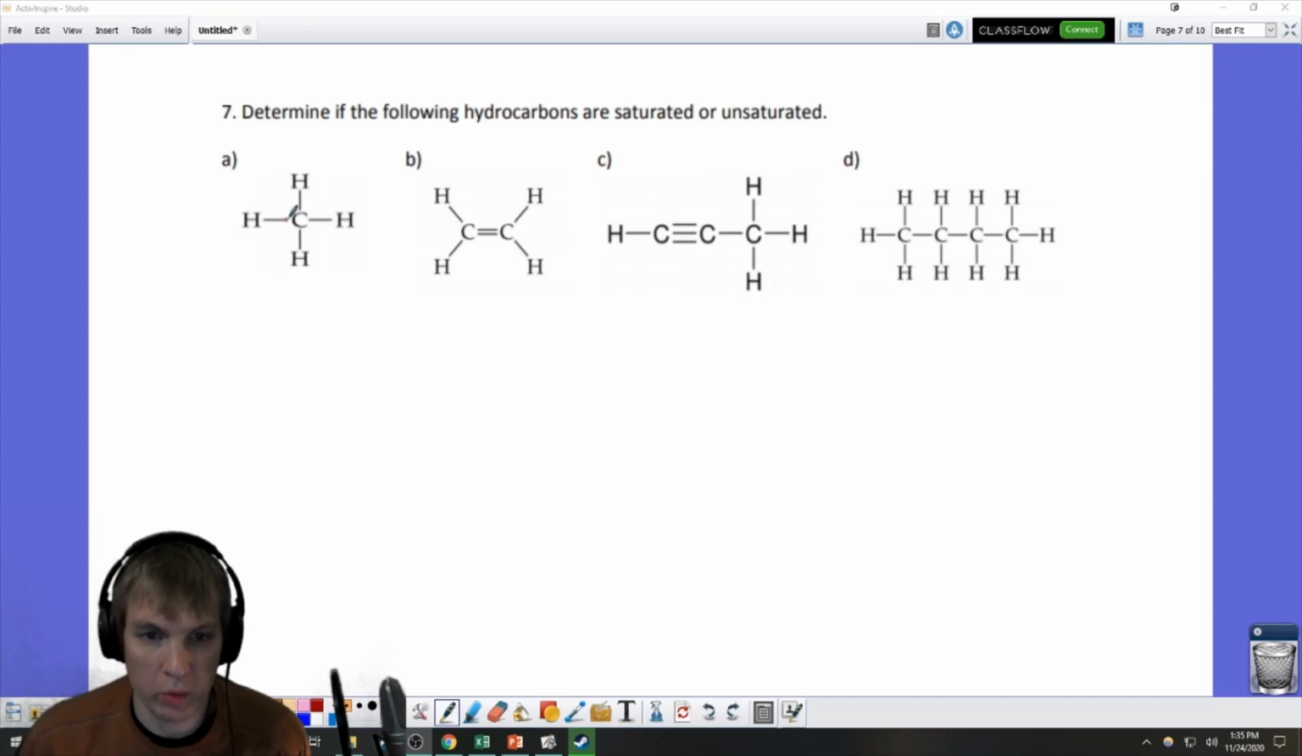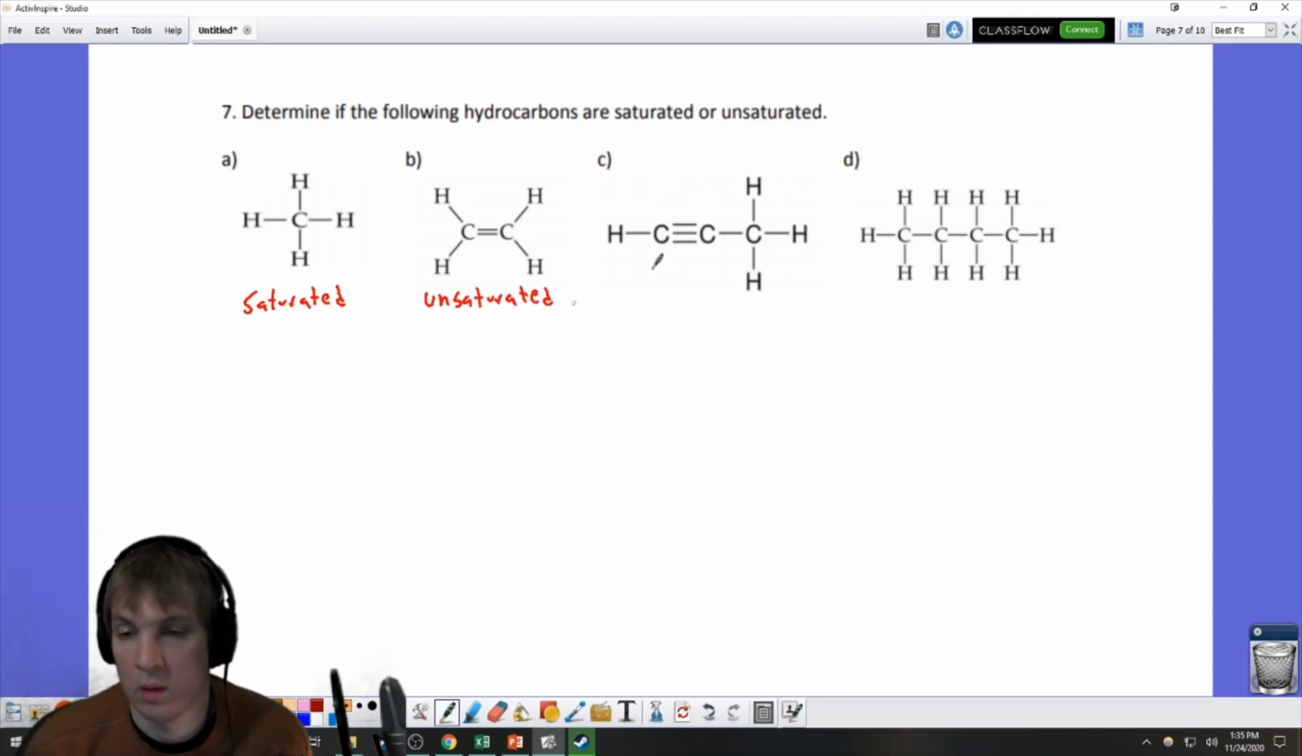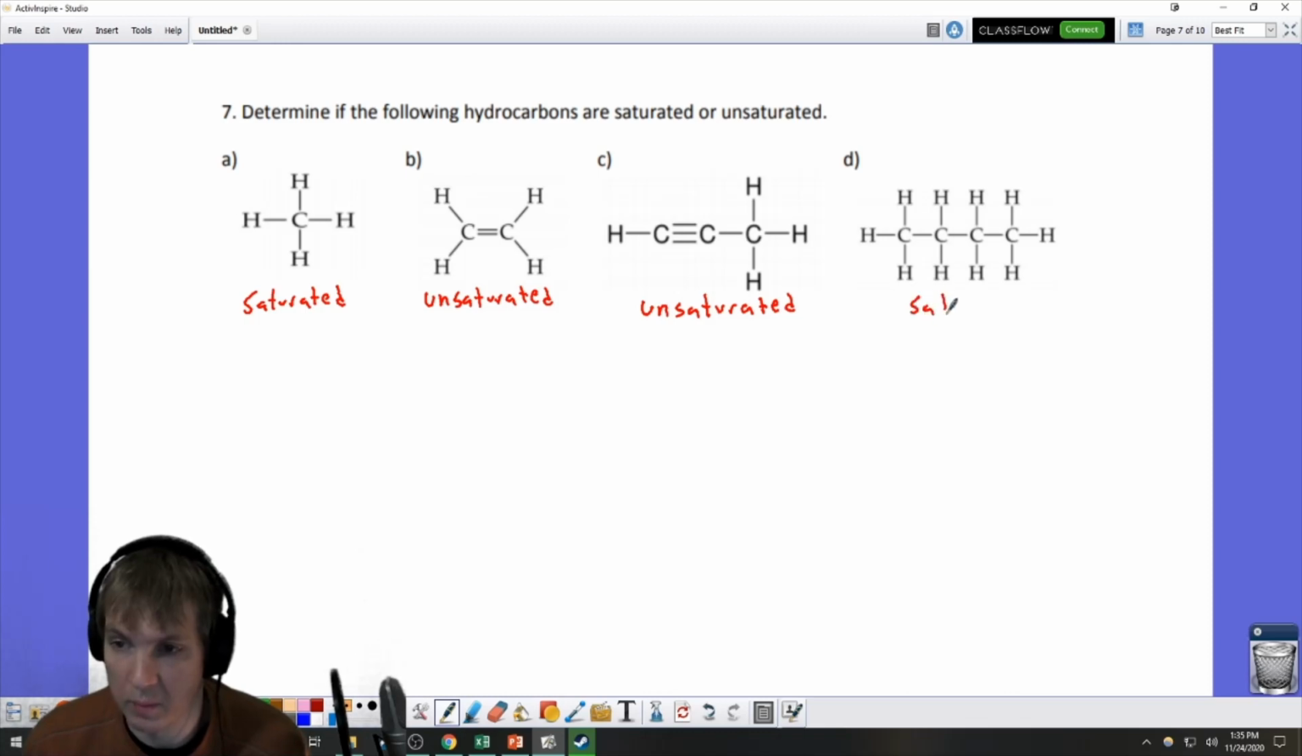So the first one, we only see single bonds everywhere. So remember, single bonds means saturated. So this is going to be a saturated molecule. The next one, however, we do see a double bond in the middle there. So this is going to be unsaturated. The third molecule, we see single bonds primarily, but there is one triple bond right here. So once again, this is going to be unsaturated. And then finally, in the last molecule, we only see single bonds throughout this large molecule here. So this is going to be saturated.